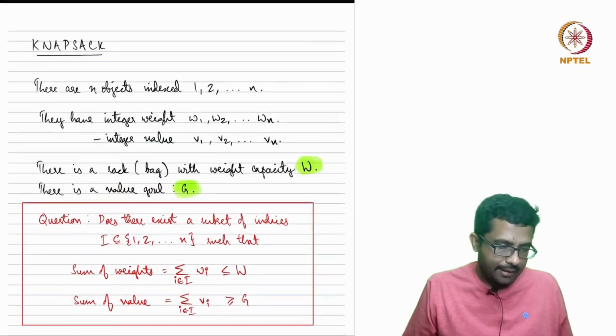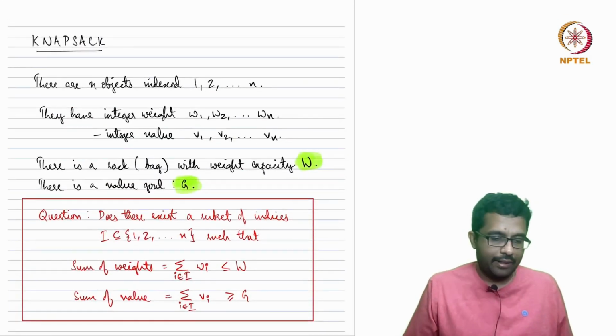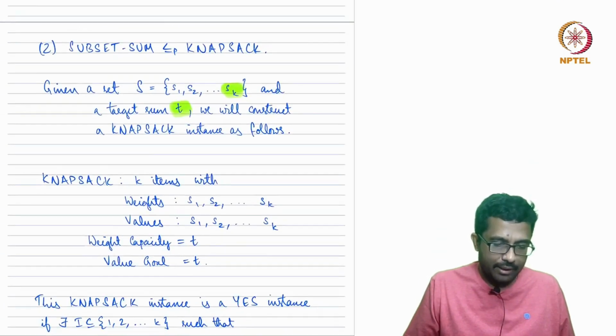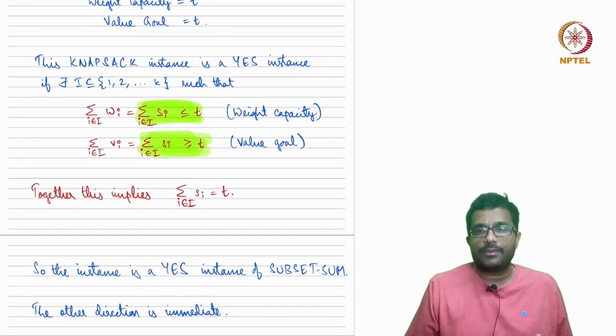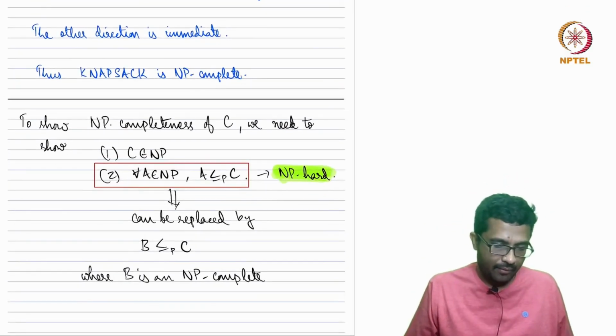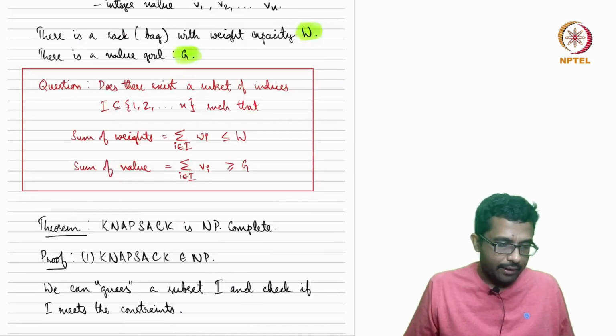So that's it as far as lecture number 55 is concerned. We defined the knapsack problem, which is a decision problem, and we showed that it is NP complete by reducing it from subset sum, and we had a brief discussion on NP hardness. And that completes lecture 55.